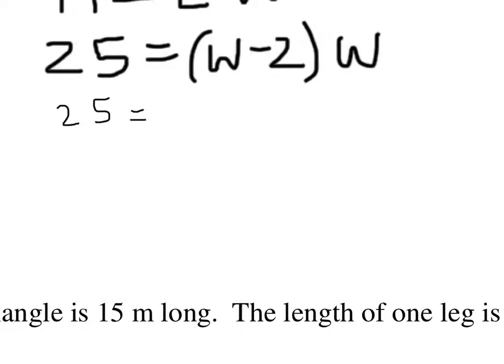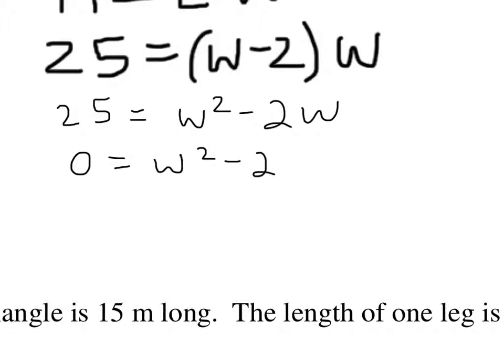25 equals W squared minus 2W. We can't solve it unless it equals 0. We need to subtract 25 from both sides. W squared minus 2W minus 25. We need to solve this. We can try to factor it, but I don't think so.